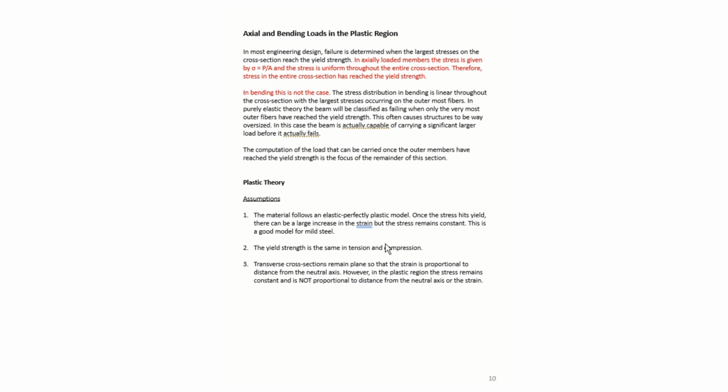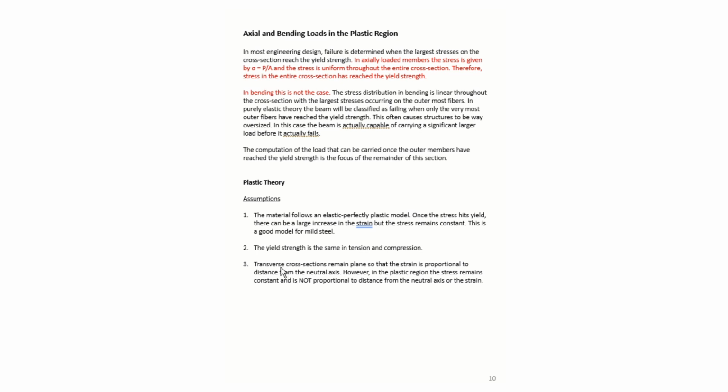And this is actually a really good model for mild steel. For some other materials, it doesn't work as well. But for mild steel, this model is just fine. We're also going to assume that the yield strength is the same in tension and compression. And we've seen from some of the models before that that is not true, that the compressive yield strength becomes less. But we make the assumption that they will be the same.